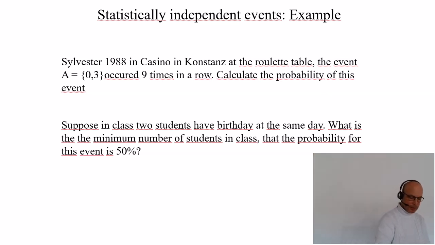So at first, of course, we have to know the probability just that A happens one time, so the probability that the outcome is 0 or 3.